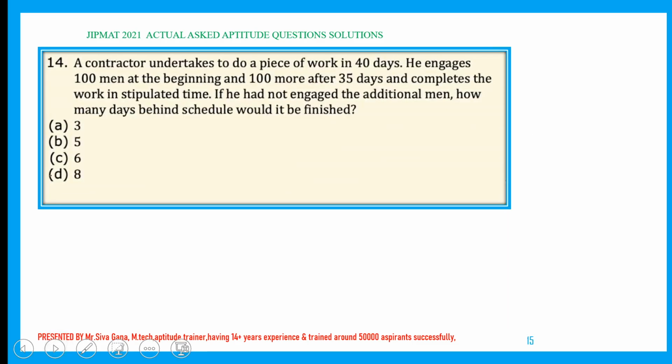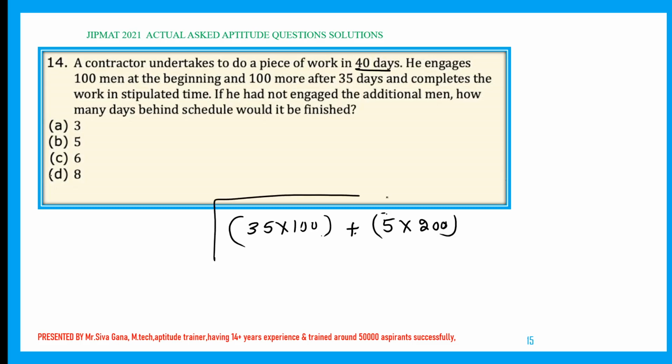A contractor undertakes to do a piece of work in 40 days. He engages 100 men at the beginning and 100 more after 35 days. So for the first 35 days 100 men worked, plus for the next 5 days 200 men worked. This is the total work. By taking additional men, 100, the work is completed in the stipulated time.